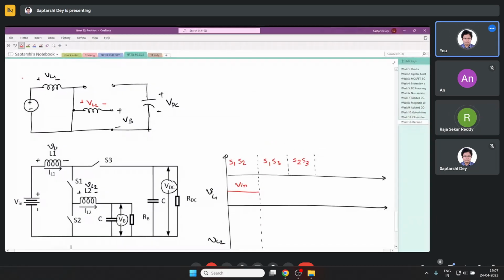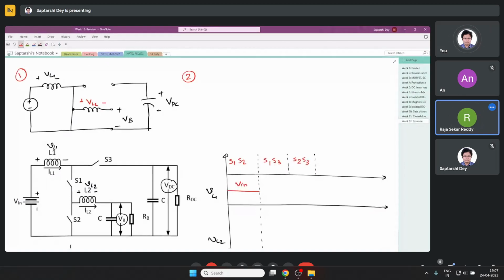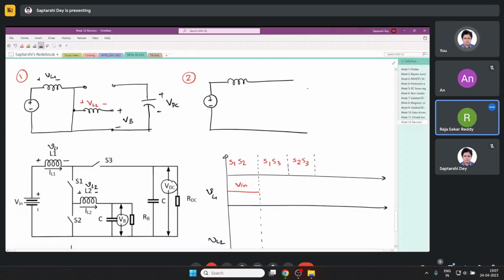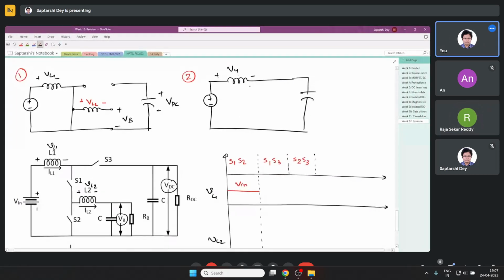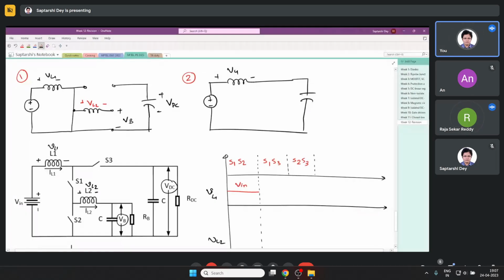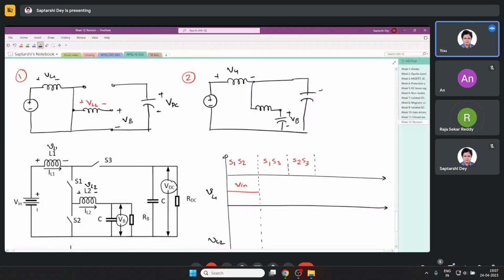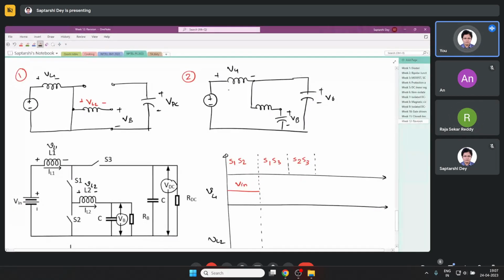So this is the first part. Now we look at the second part. Second part, what is happening? S1 and S3 are closed. So VLM is this, Vin directly. This is directly connected to the output. We have our VL1 here. S3 is closed, S1 is closed, so it is like this, right? Yes. So we have VB, we have V output. So what is V4? V4 is V in minus V naught.